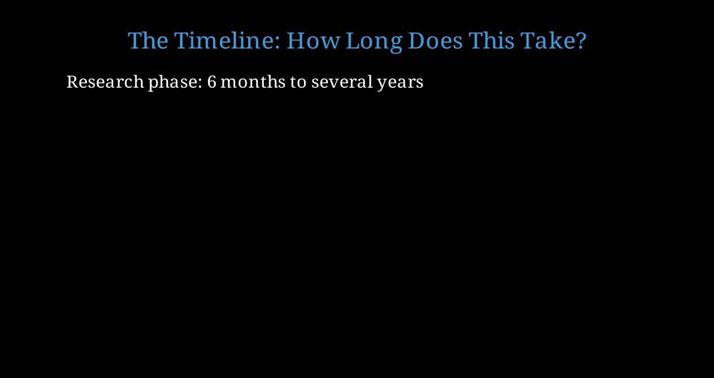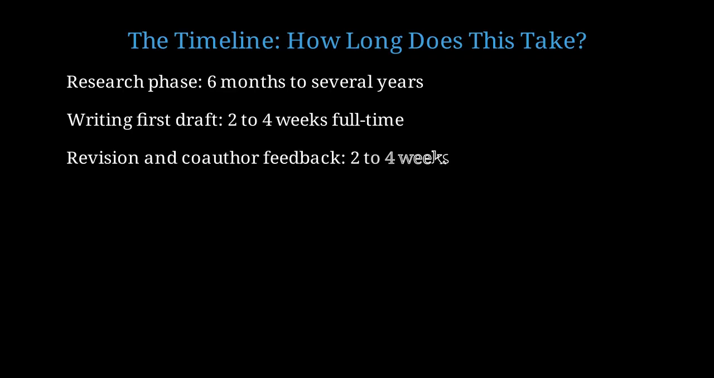Let's talk about realistic timelines. How long does the entire process take? The research itself can take anywhere from 6 months to several years, depending on your field and project complexity. Writing your first draft typically takes 2 to 4 weeks of full-time work. Part-time, it could be several months. Revision and getting co-author feedback adds another 2 to 4 weeks.